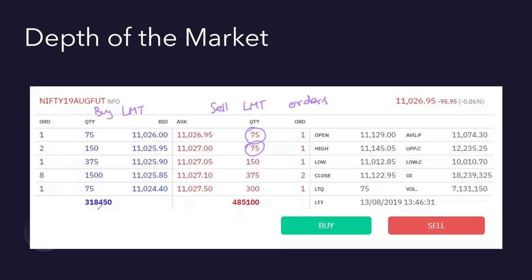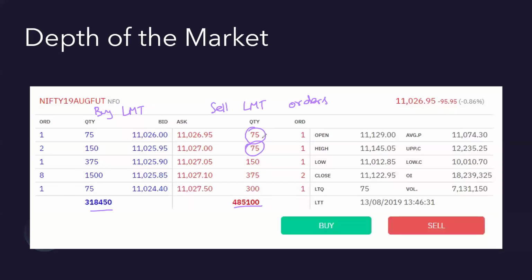So whatever the volumes that you are seeing over here, they are the true volume. But that is not the case with equity markets. In equity markets, you may see some quantity, but in the background, institutions can hide their orders. It's called hidden orders, right?